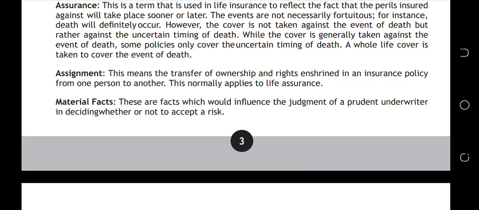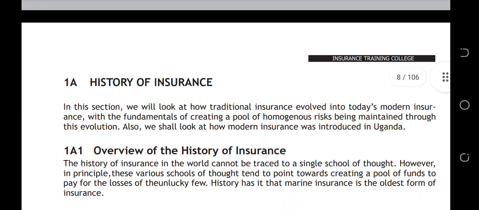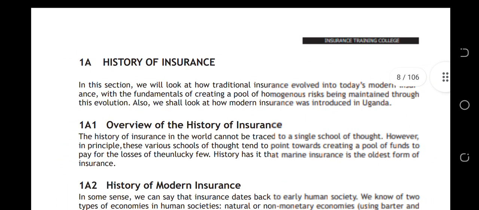A material fact: these are facts which would influence the judgment of a prudent underwriter in deciding whether or not to accept a risk. Yeah, so that is well understandable. So, guys, thank you for that.